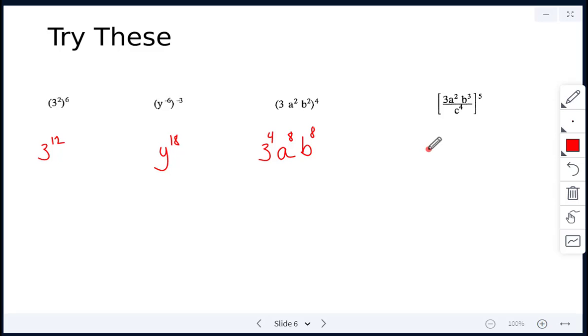And the last one here, just remember everything inside the bracket has the exponent of 5. So that means it's 3 to the power of 5, then a to the power of 2 times 5, which is 10, b to the power of 3 times 5, which is 15, and all of that is over c to the power of 4 times 5, which is c to the power of 20. Okay, and then we cannot reduce any further, so we leave that as is.